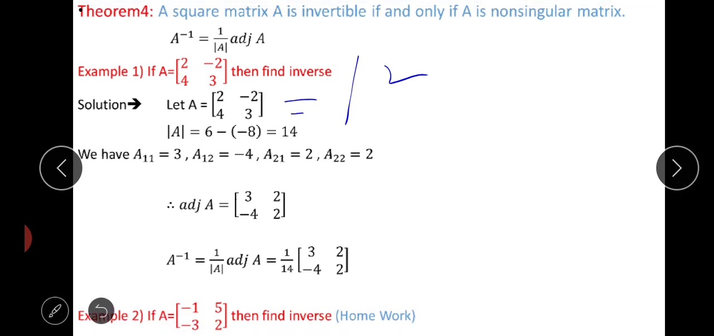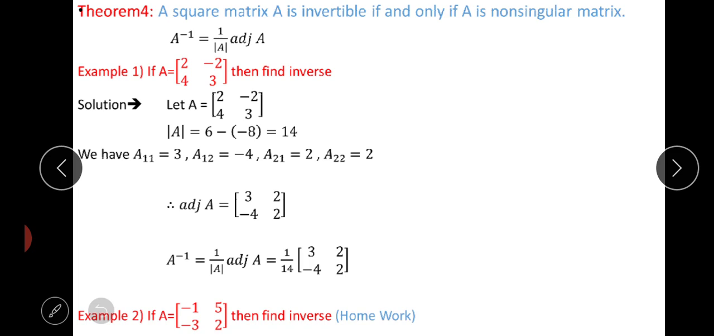Before that you have to write this matrix in terms of a determinant: 2 minus 2, 4 and 3. Then cross multiply. 3 times 2 is 6 minus 4 times minus 2, which is minus 8. What will we get? Minus of minus is plus, 6 plus 8 is 14. Then you have to find the adjoint of A. How to find adjoint of A? First you have to find the cofactor and then take the transpose of that matrix. You will get the adjoint of the matrix.